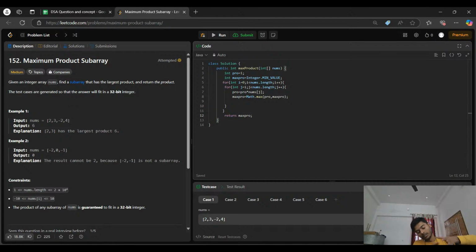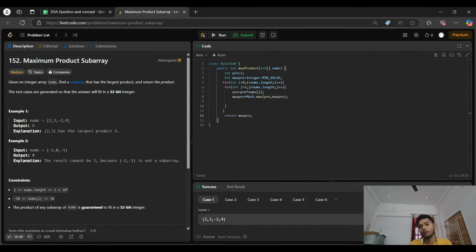Firstly, the loop gives me 2. With 2, the second loop helps me iterate through 2, 3, minus 2, 4. Then the first loop goes to 3, and we start from 3, minus 2, 4. It helps me iterate every single element, giving every element a turn as the starting point, right?